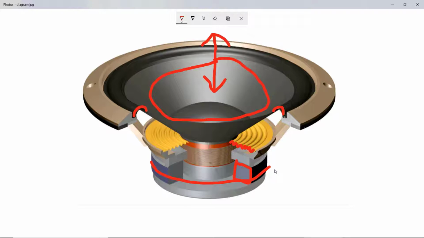Now here's the real magic of the speaker. Inside of this ring magnet right here, notice there's this right here.